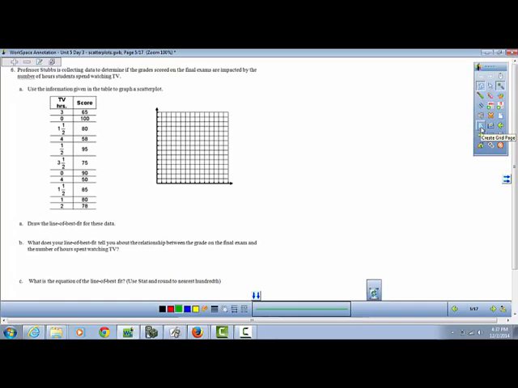Then we have Professor Stubbs, who is collecting data to determine if the grades scored on the final exams are impacted by the number of hours students spend watching TV. So we have our information in our little table here, and I want you to put this information in your graph. Draw your line of best fit, answer B, and then see if you can do the line of best fit on your own over here, okay?